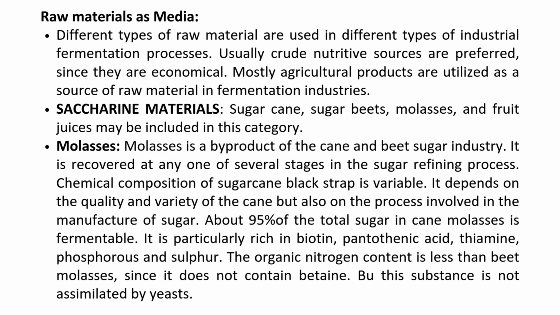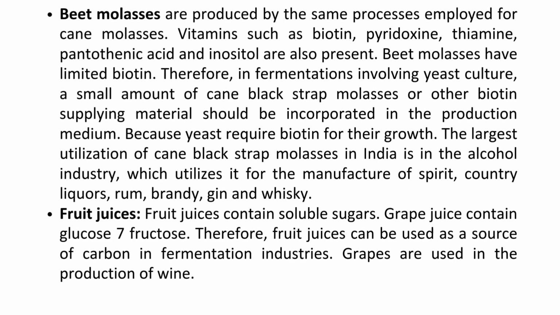Let's look at saccharine materials, which are sugar-based. This category includes sugarcane, sugar beets, molasses, and fruit juices. Molasses is a byproduct of sugar refining. Cane molasses is about 95% fermentable sugar and is rich in vitamins like biotin. Beet molasses has limited biotin, so cane molasses or other biotin sources are added for yeast fermentations. In India, cane molasses is widely used in the alcohol industry. Fruit juices, like grape juice containing glucose and fructose, are used as carbon sources, for example in wine production.